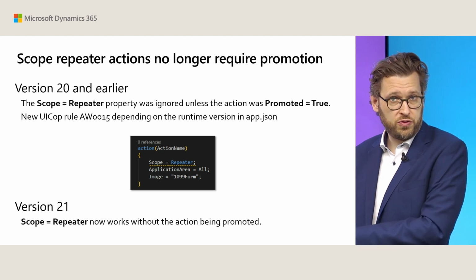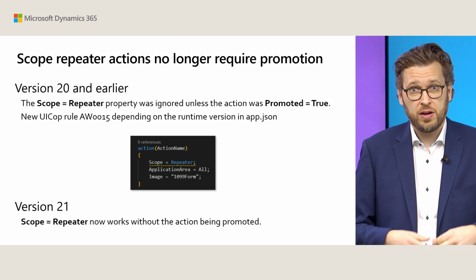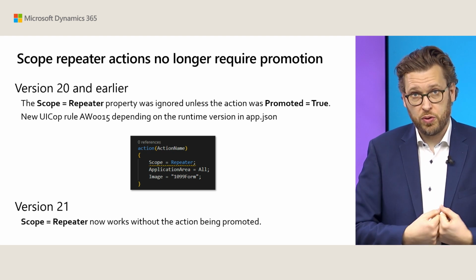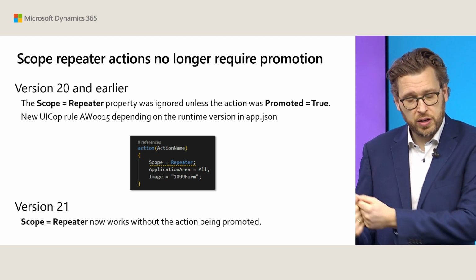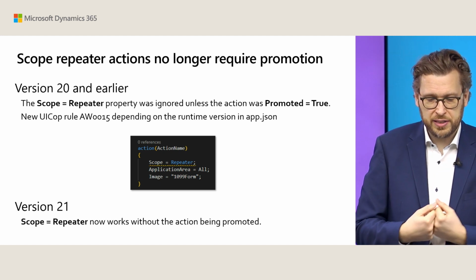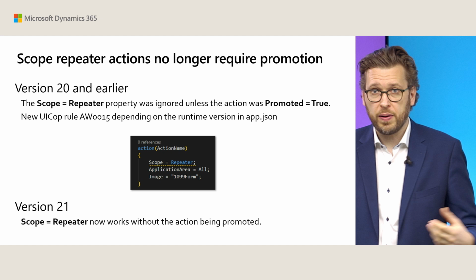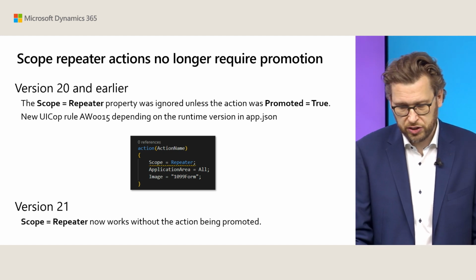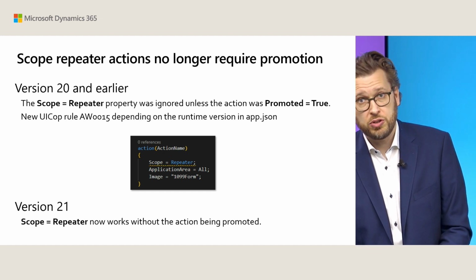But going forward from version 21, we no longer require you to promote these actions, right? So now you can include the actions in the repeater just by setting scope equal to repeater, but without actually promoting the action. So back to you, Ivan, for how we can help reduce redundancy in the action bar.